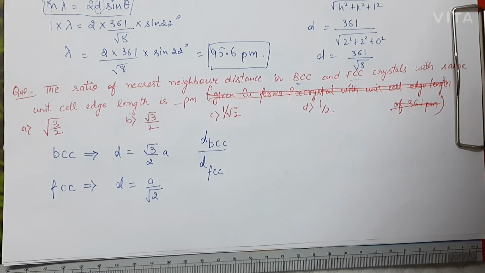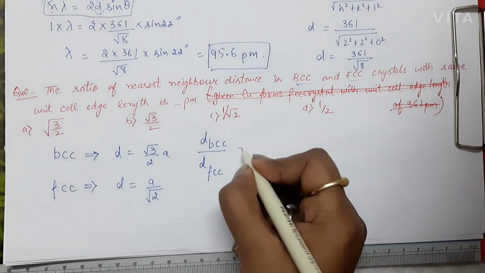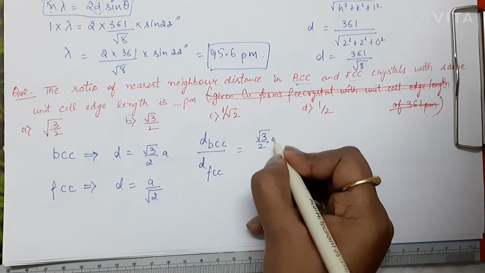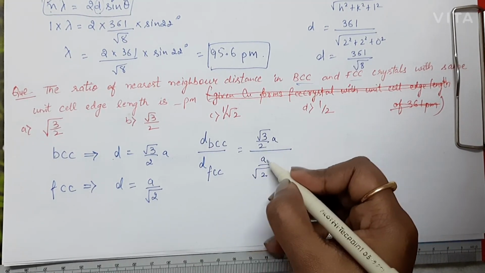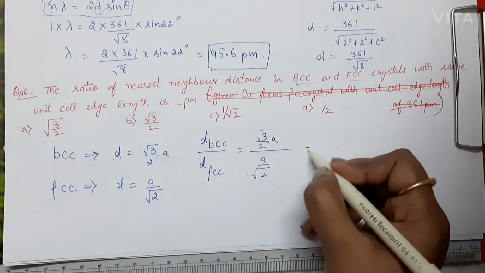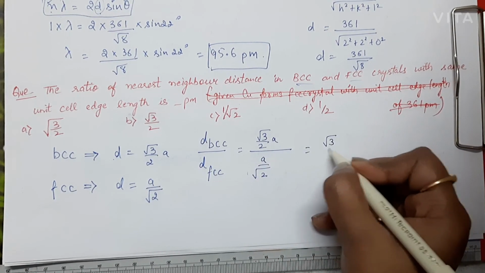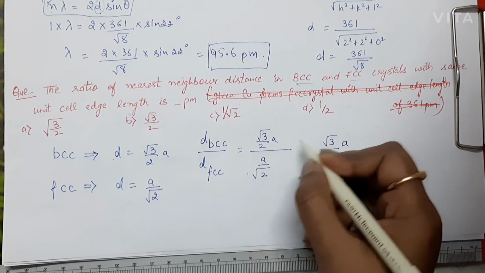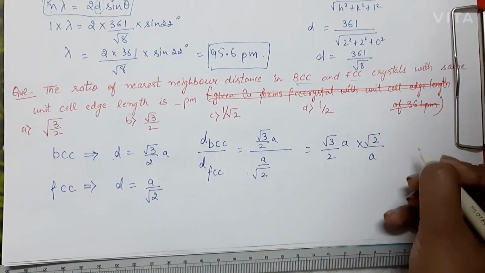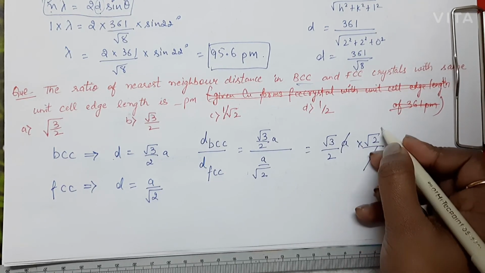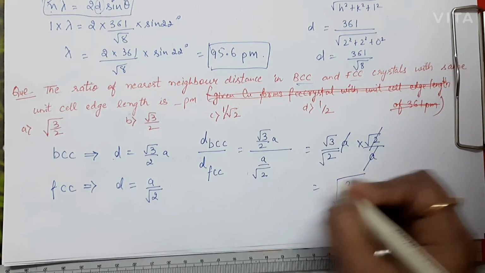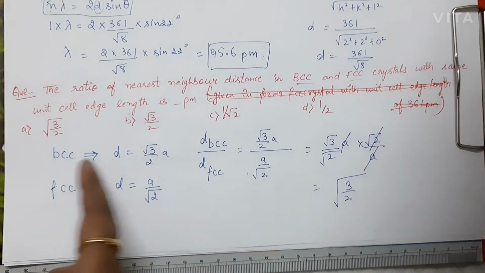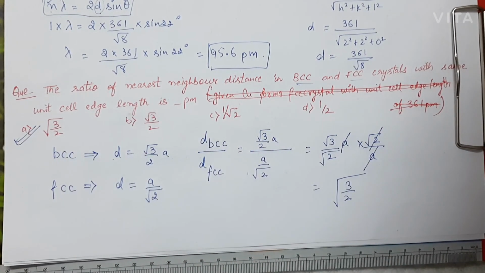Now putting these two values, what we'll be getting? Now you can take this denominator above by taking the reciprocal, right? So we will be having root 3 by 2a. This will go up after reciprocal like this, right? So these a will cancel out, and we will be having 3 by 2 under root, right? So if we look at the options, so option A is the correct option, right? So this is the second question.